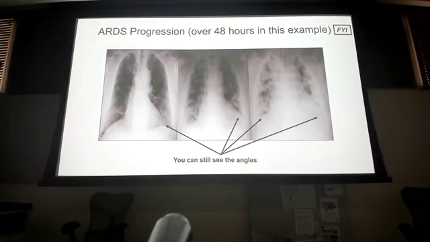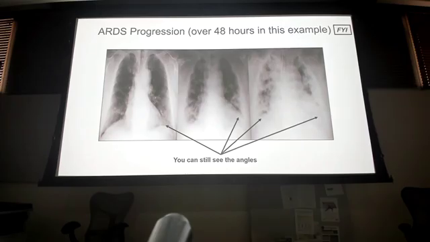Right? So here's that progression over 48 hours, what we talked about yesterday, right? So the angles right here are still preserved throughout. And then you're seeing some of the lower lobes, these infiltrates that are kind of non-specific. Maybe you're starting to get them up here. And as they progress, they continue to worsen, right? It's starting to white out.